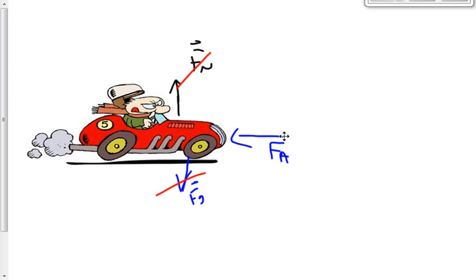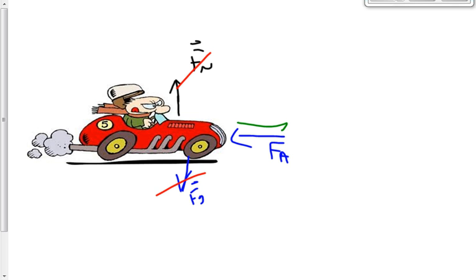Any other forces? Remember Newton's third law. What did Newton's third law say? Lane? For every action, there's an equal and opposite reaction. Now, could somebody come up and draw another force, if there is another force? Yes? All right. Rutger's going to add it here and see if we can get this right.